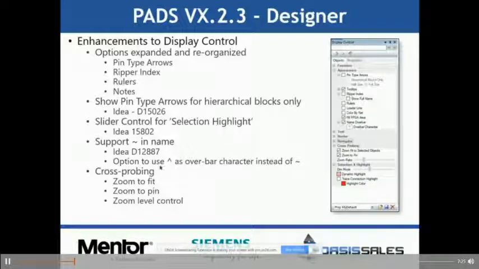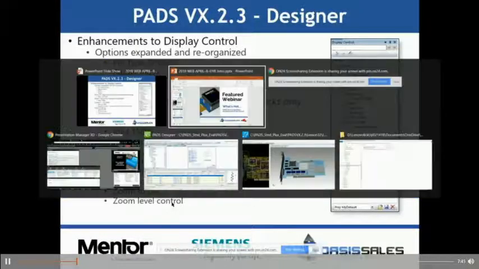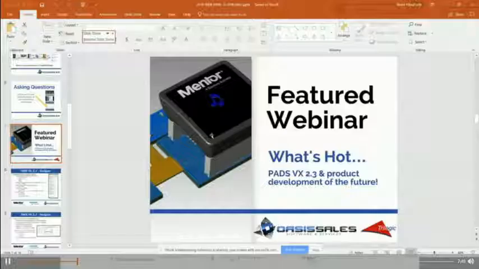Selection highlight, we'll talk about that one here. They've added the capability now to support different characters for putting the not bar over the top of net names, and then there's some cool cross-probing stuff that was added as well. That I'll mention here. So let me go into DX Designer and I'll show a couple of these functions for you.